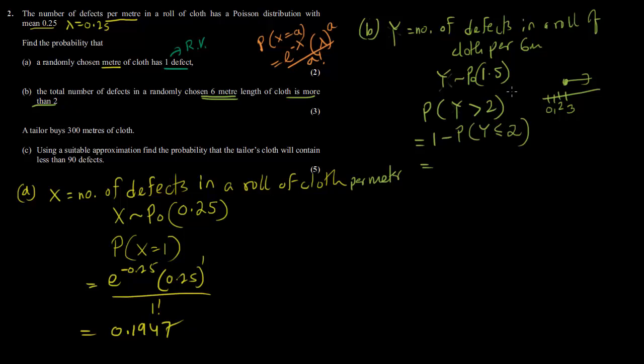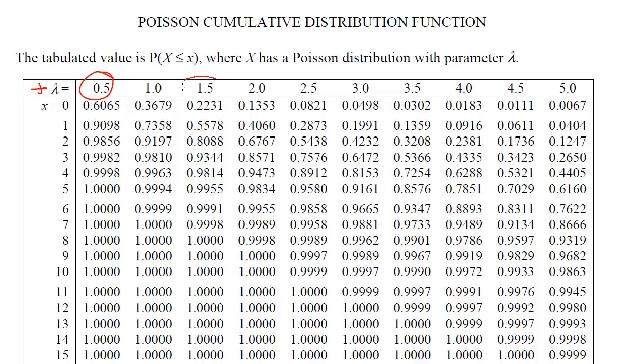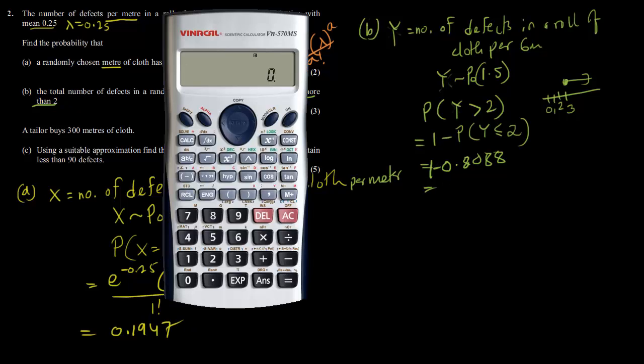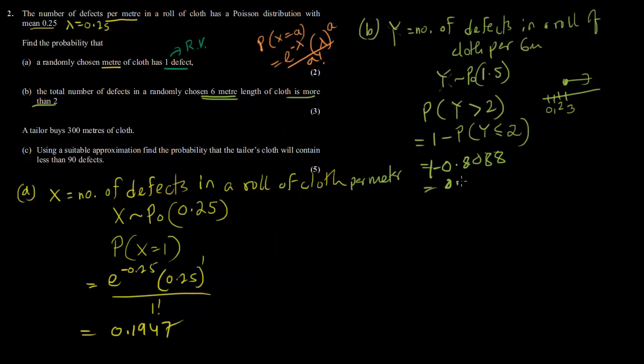So now 1.5 is in the table. Let's look up the table. 1.5 is right over here. You have to be very careful about looking up the table because you might miss a block and see the other block. So use a transparent scale for that. We need less than or equal to 2, so it would be this one. If we take a look over here, 0.8088. So 1 minus 0.8088 is 0.1912.